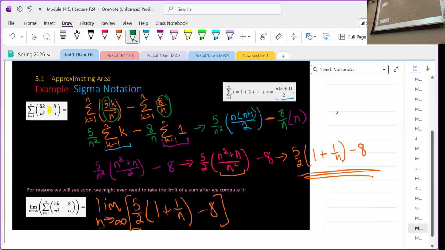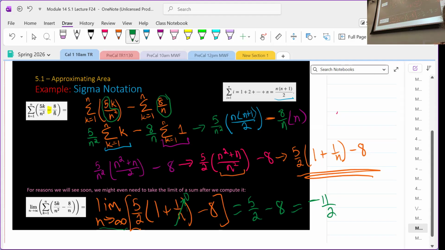So when I do the limit as n goes to infinity of 1 over n, 1 over infinity goes to 0. So I end up with 1 plus 0. Well, that's just 1 times 5 halves. So I actually end up with 5 halves minus 8, which is negative 11 halves.